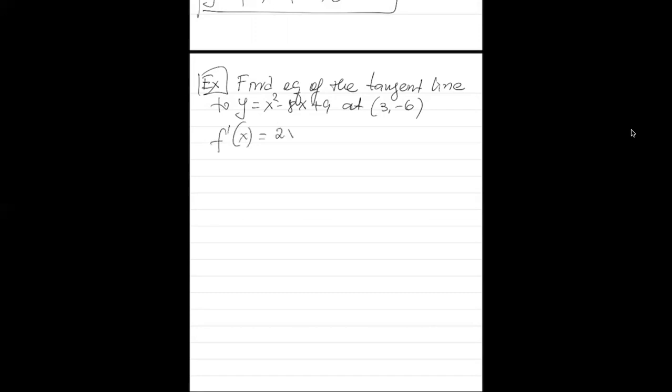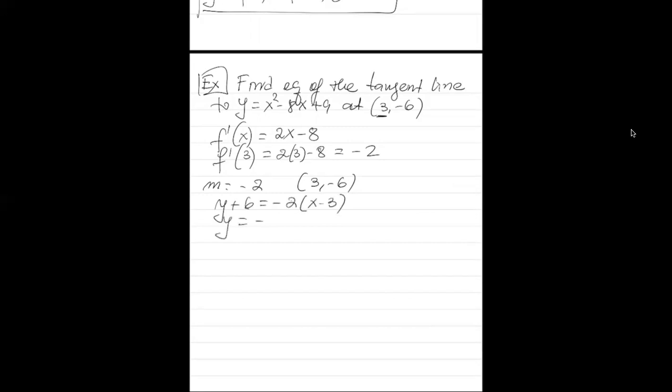So the slope, or shall I write the derivative as a function? I'm going a little bit ahead here and using our knowledge for finding a derivative, but it's 2x minus 8. So if you substitute x with 3, because that's the point that's given, 2 times 3 minus 8 equals negative 2. So the slope is negative 2. The point is (3, -6). Just write down point slope form. y plus 6 equals negative 2 times (x minus 3). y equals negative 2x. That's it, because the 6 will cancel. So this is the equation of the tangent line.